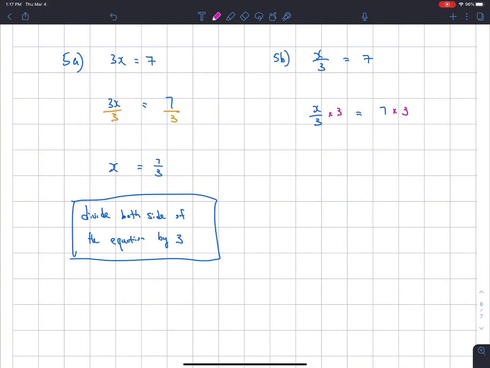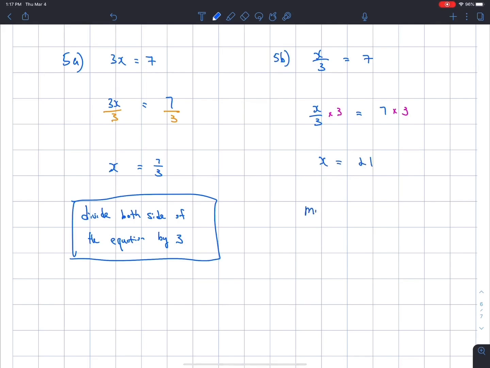So x over 3 times 3 is just x. The 3's get crossed out because 3 is the same as 3 over 1, right? So when you simplify, you can divide this 3 by 1 to get 1, divide this 3 by 1 to get 1. That's why they cross this out. So we would get x equals 7 times 3, which is 21.